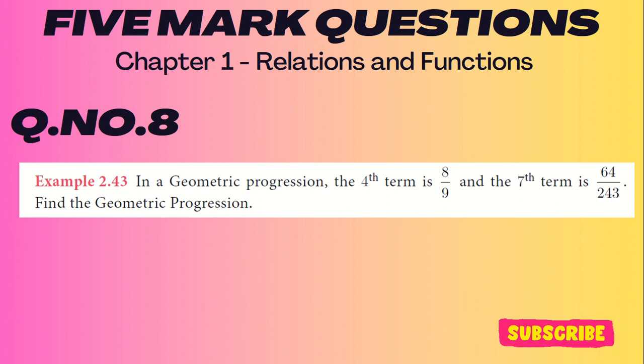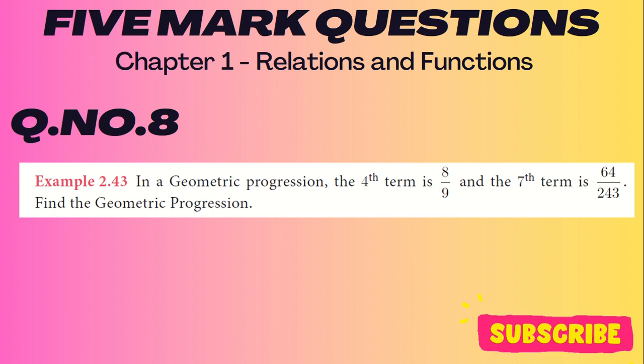Question number 8: in a geometric progression, the fourth term is 8/9 and the seventh term is 64/243. This is very important because this GP question is asked regularly, and it has also come frequently.